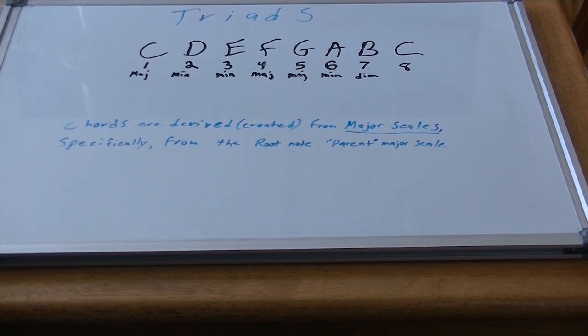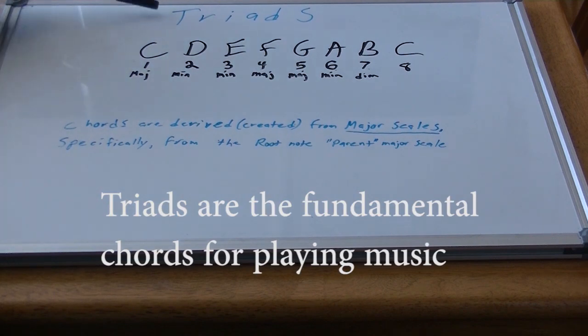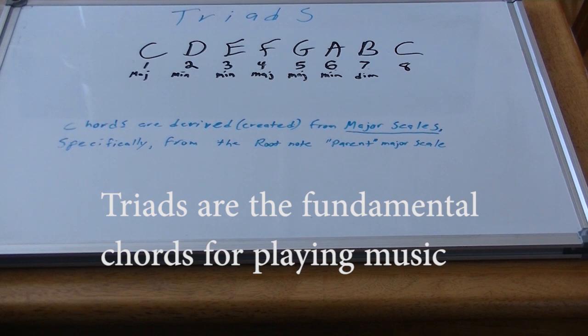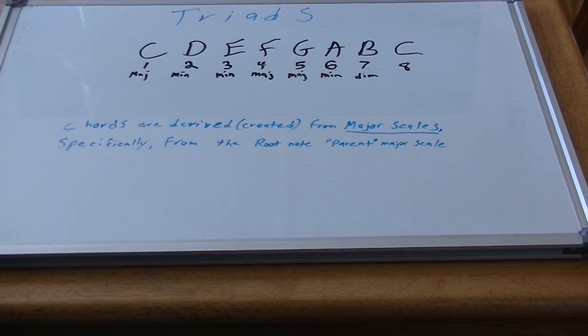So the subject of today's lesson is triads. What are triads? Triads are simply 3-note chords, and there are four types of triads, and we're going to look at all four types.